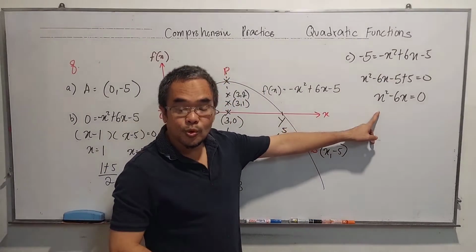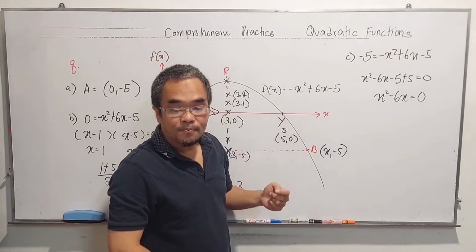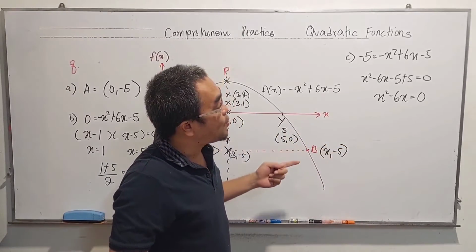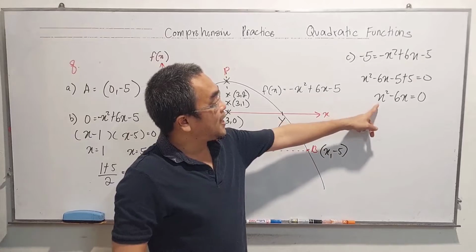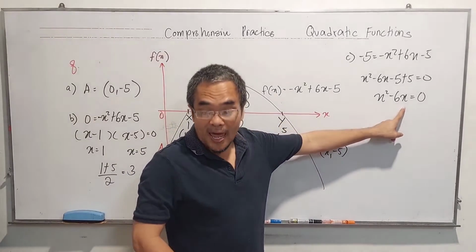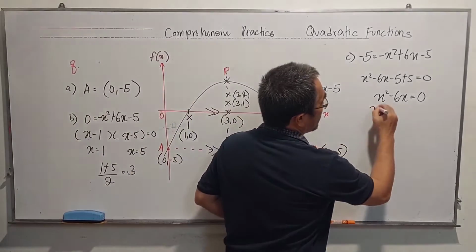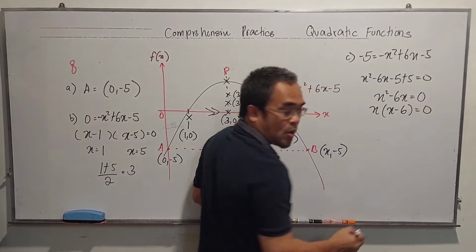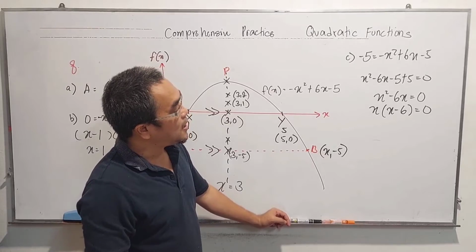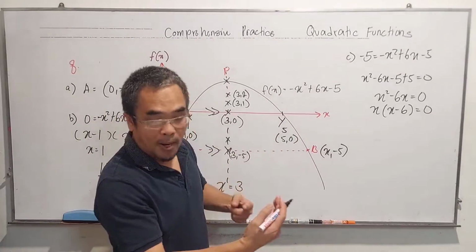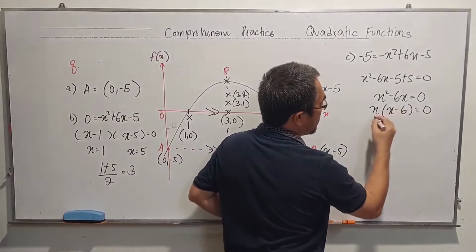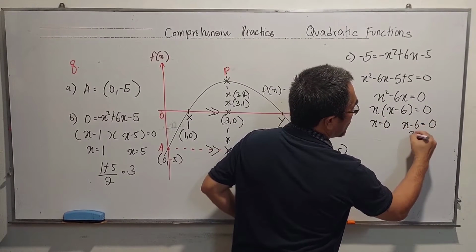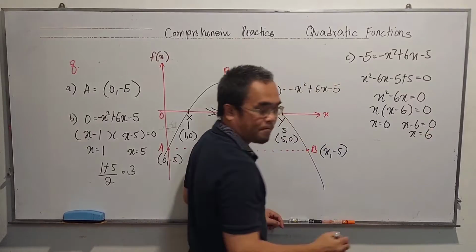Do we need to use a calculator to solve this equation? I do not think so. We just factorize like how we did in Form 2. Take out x from here, you have x outside, and then inside will be (x minus 6) equals 0. Then you solve one by one. So first x equals 0, and then x minus 6 equals 0, so x equals 6.